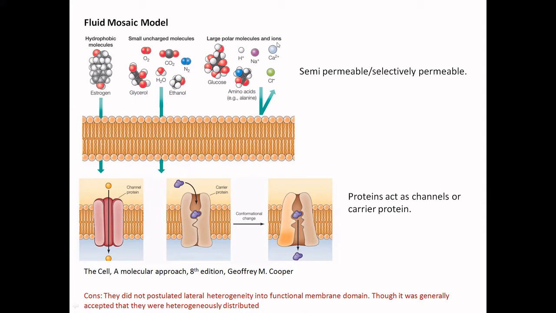But large polar molecules as well as ions cannot pass. Glucose is a polar molecule, amino acid is a polar molecule, and ions like H plus, Na plus, calcium and chloride cannot pass because these are hydrophilic in nature. So for these types of molecules, we have ion channels. Through ion channels, ions can pass.